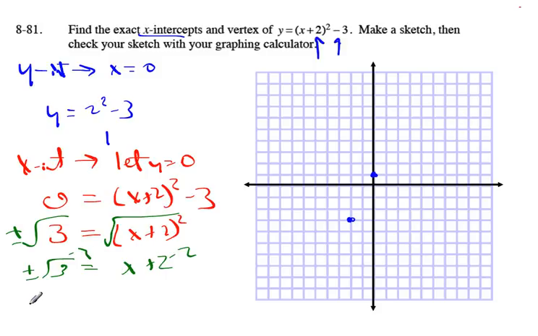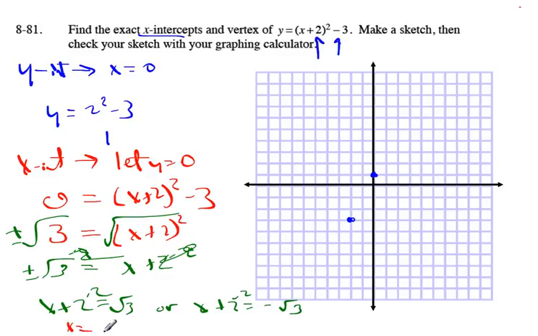So my x is, I guess I should rewrite this twice like I did before. I do this step. All right, x plus 2 equals the square root of 3, or x plus 2 equals the opposite of the square root of 3. Then I'll bring my 2 over. I'm just trying to do shortcuts here. So I have x is the square root of 3 minus 2, or x is the opposite of the square root of 3 minus 2.